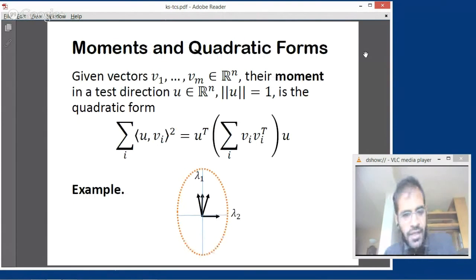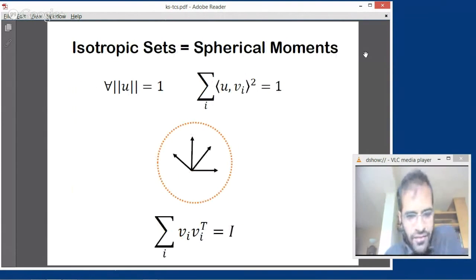Okay. So let me consider the case where the vectors are isotropic. What that means is that this ellipsoid is a sphere, so the quadratic form is just equal to 1 in every direction. The second moment is equal to 1 in every direction. And in matrix notation, what this means is that the sum of vi vi transpose is equal to the identity. Okay? So this goes by many different names. You can call this a John's decomposition, or a frame, a tight frame, and so on. But basically, it's a decomposition of the identity.